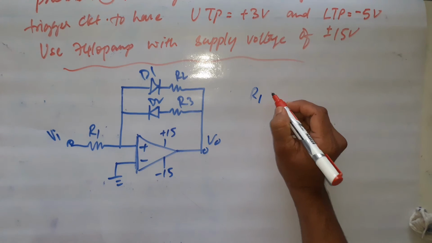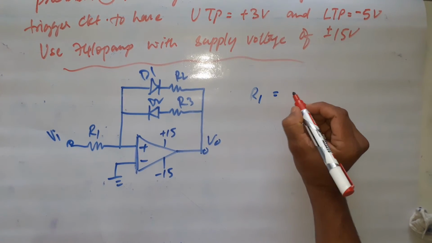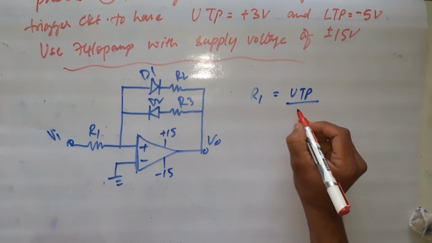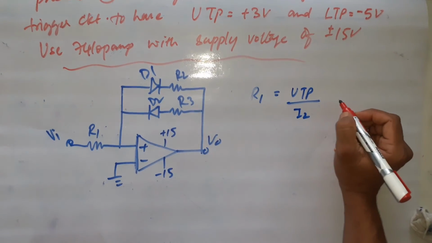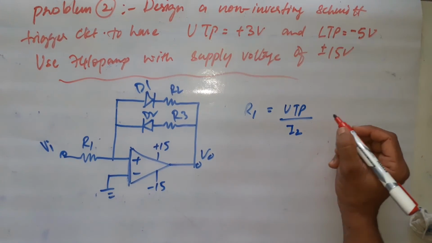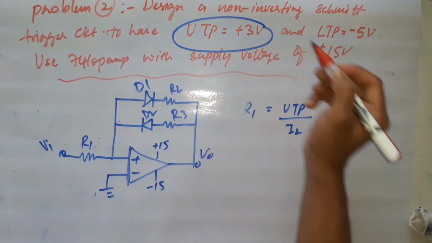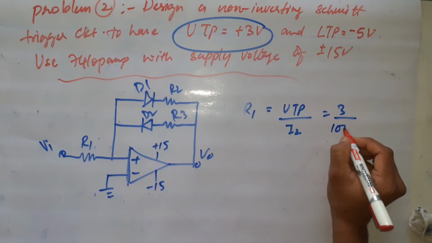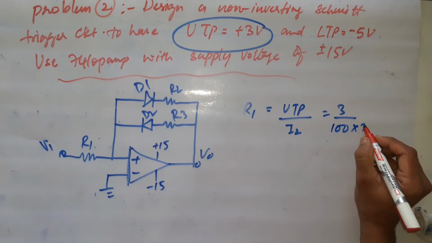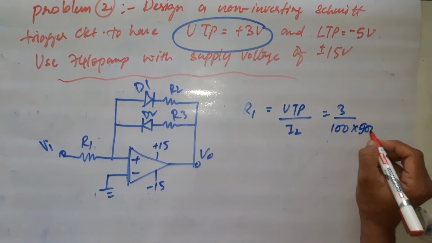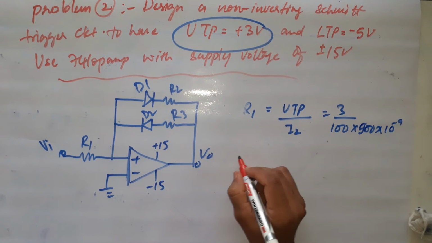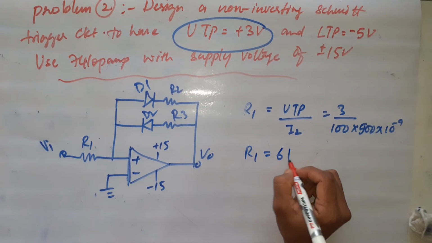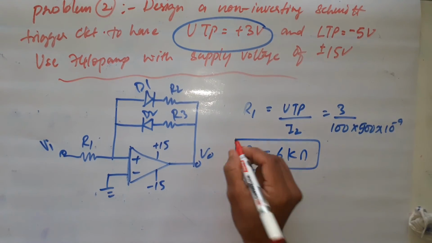We know that R1 equals the trigger voltage, which is nothing but UTP by I2. What is UTP? UTP is given as plus 3 volt, right? What is I2? 100 times IB max. So therefore R1 is equal to, you will be getting 6 kilo ohms. Alright.